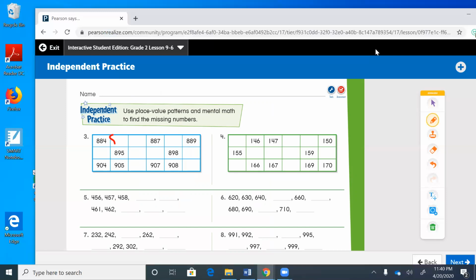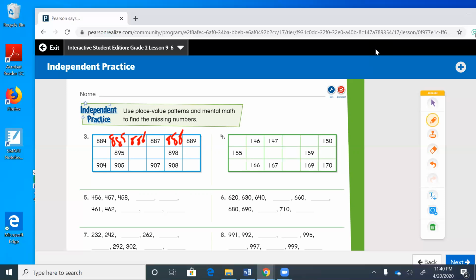884, let's count by ones. 885, 886, 887, 888. Okay, now that you've got your top done, now we can do it easily and count by tens. Now we're going to go down.